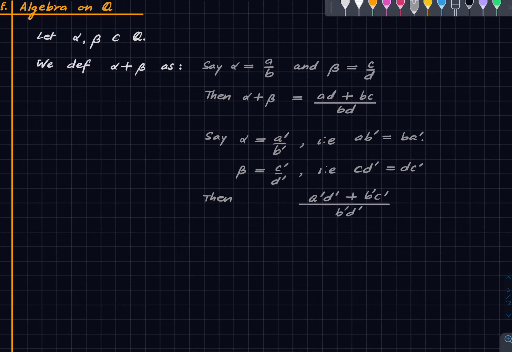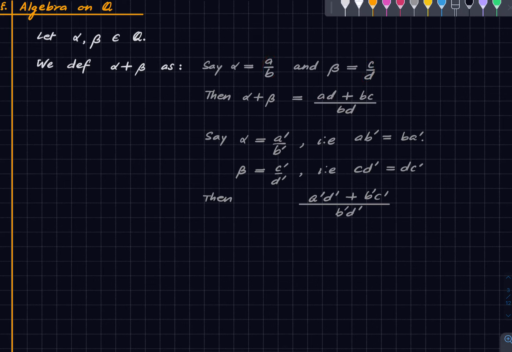We would report this as the addition of alpha and beta, but we just need to check that actually this is equal to that, which is to say that this comma that and this comma that are in the same equivalence class. And that's just a matter of computation because, using these equations, one can just check that this multiplied by that is equal to this multiplied by that. And therefore addition is well defined. Even though we are defining the addition using representatives of the equivalence class, the addition is well defined.